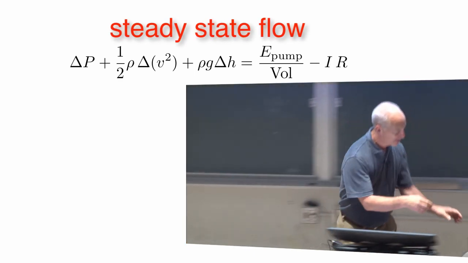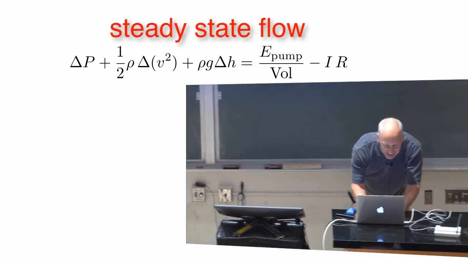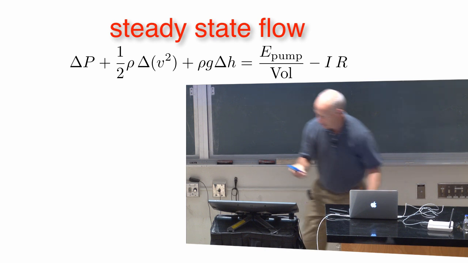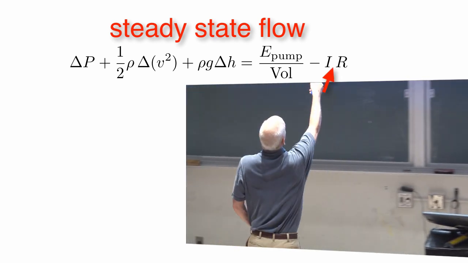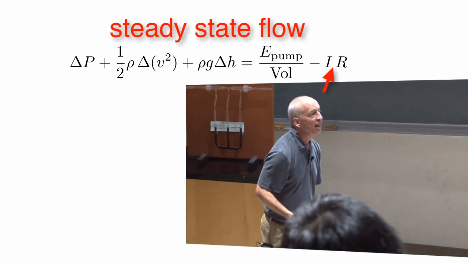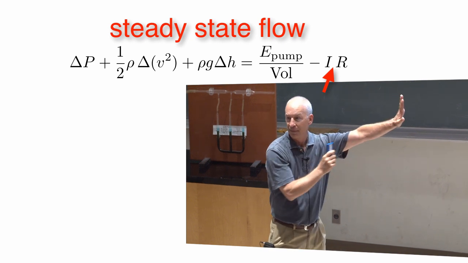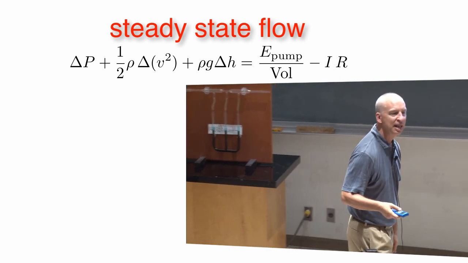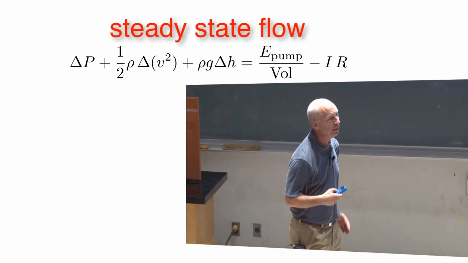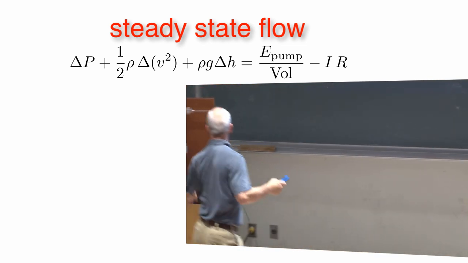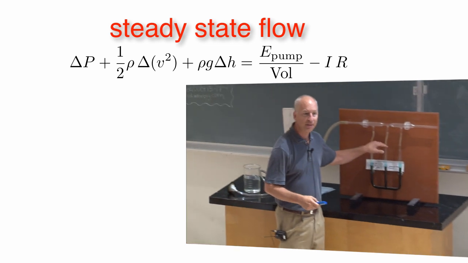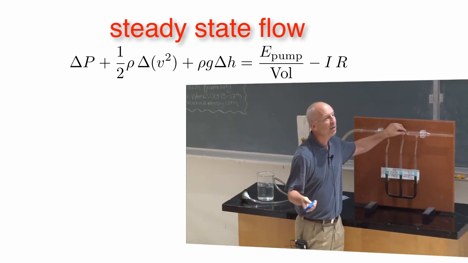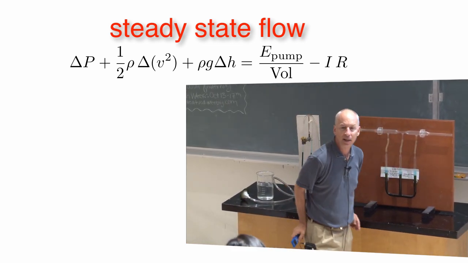This model has I times R. The thermal energy will go up as it flows because there's dissipation, because there's a resistance, and that means the pressure is going to go down a little bit. It's not as big an effect as the center effect, where the speed, kinetic energy went up a lot, so the pressure went down a lot, but it's still there.